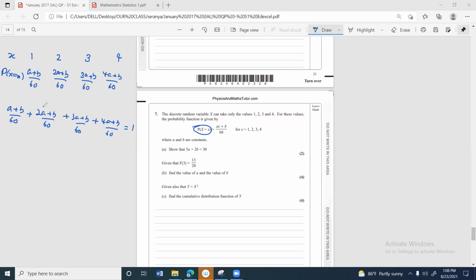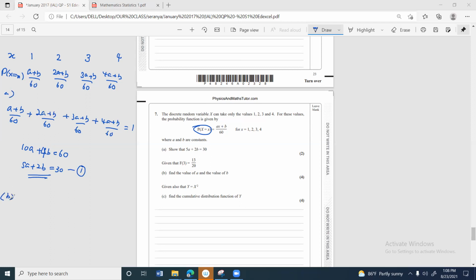Then A, 3A, 6A, 10A, and 4B, right? It's 4B. Equals, if you cross multiply, 60. Then we can divide everything by 2. It turns into 5A plus 2B equals 30. Right, that's my first equation. Just keep this answer. It's my first equation.